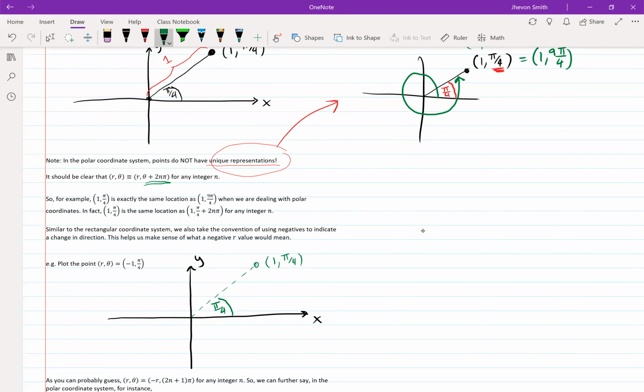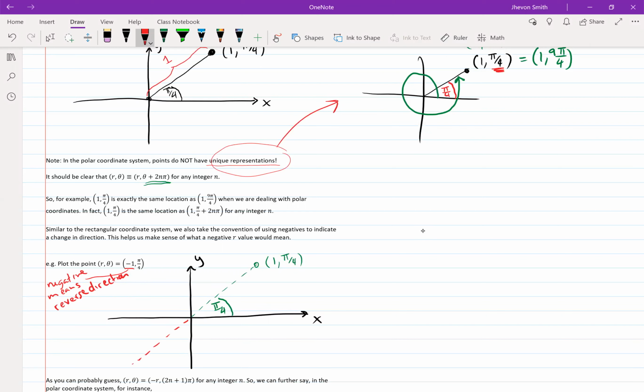Now, what does -1 mean? Negative, just like in the rectangular coordinate system, means reverse the direction. So just as how a negative x means we move to the left as opposed to the right, and a negative y means we move down as opposed to up. So too, in the polar coordinate system, instead of moving towards the angle pi over 4, I want to move away from the angle.